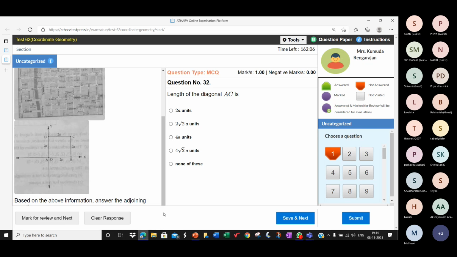Since we know the side, we can use the formula, or we can also find the length of the diagonal using the distance formula. You know the coordinates of A, you know the coordinates of C. Use the distance formula and find the length of the diagonal AC. You can do it that way, or you can use the formula. Root 2 into side, root 2 into 2a, which is 2 root 2a units.